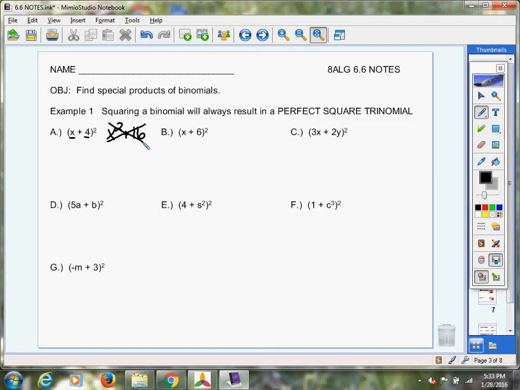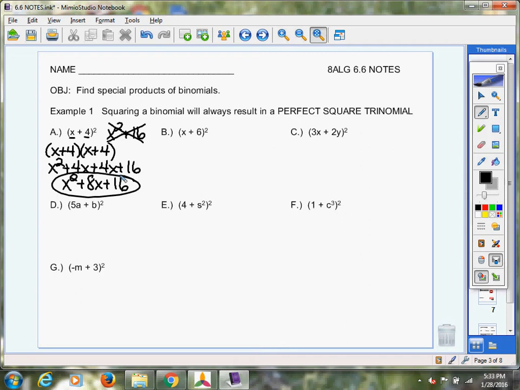I would advise you to expand it out and FOIL. So x times x is x squared. X times 4 is 4x. 4 times x is also 4x. 4 times 4 is 16. Add your middle terms together. And there you go, you're done. Look at that, okay? And that's what's going to happen each time that you square a binomial.